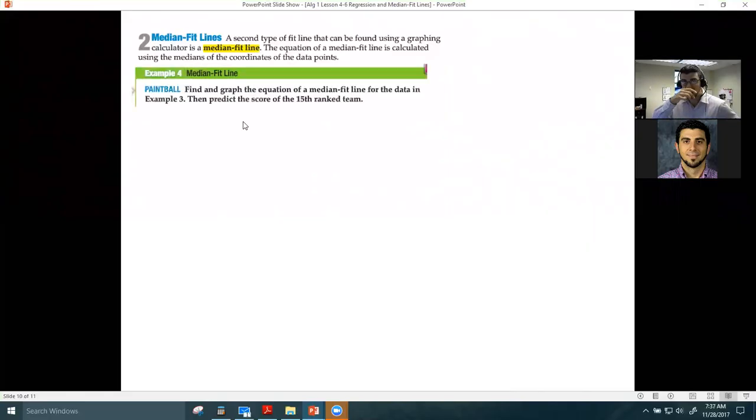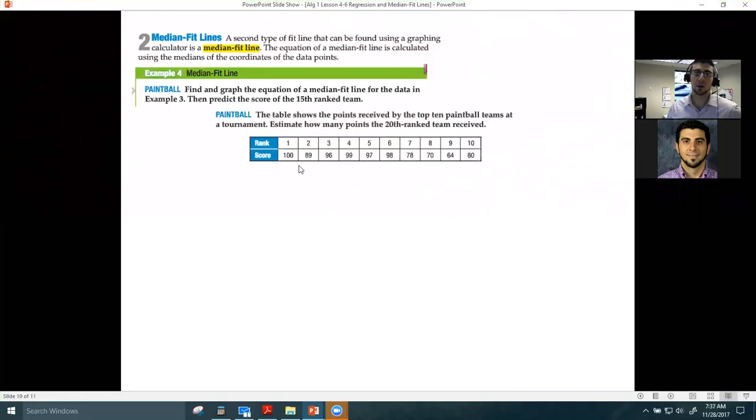So I want to find and graph the equation of a median fit line for the data in example 3, then predict the score of the 15th ranked team. Okay, so I just copied this here. Question is, we want to figure out what the 15th ranked team would get.